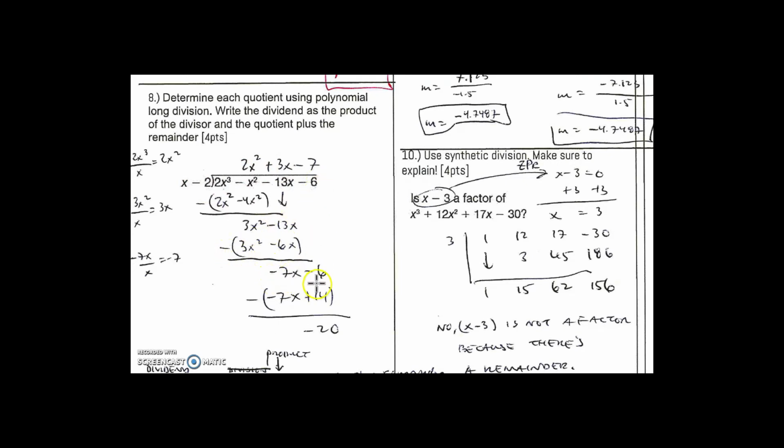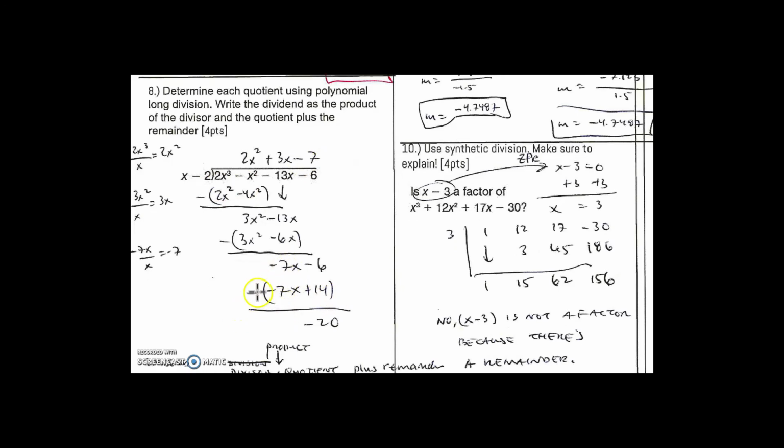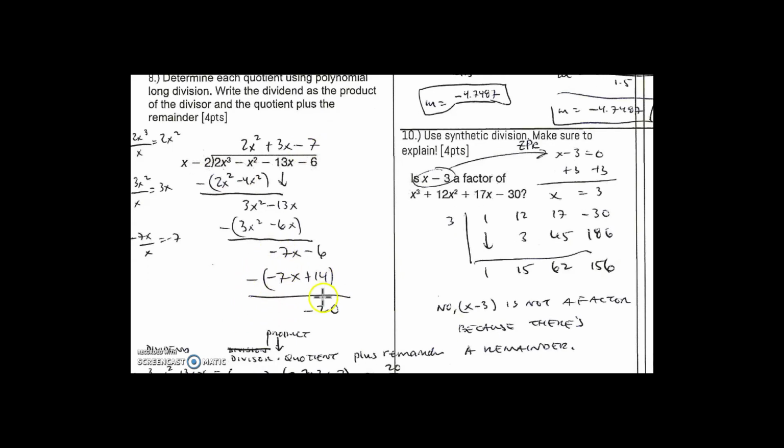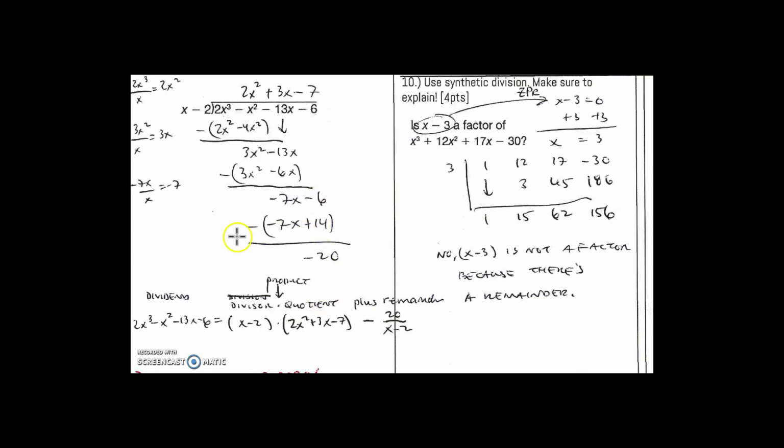Bring that down, -6. X goes into -7x, -7 times. Take that number, multiply, -7x, positive 14. -7 minus a -7, that becomes plus, so that becomes 0. And then -6 minus 14, they're both negative, so that's a -20. That is your remainder.